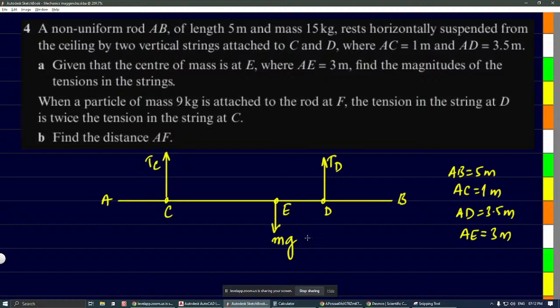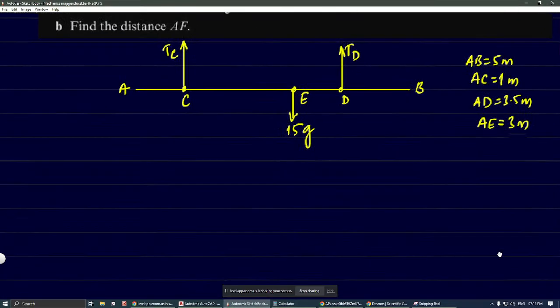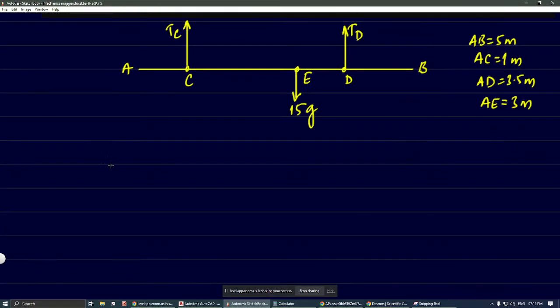The M value is given, right? You can see here it's given as 15. So 15g is the weight, acting at E. The AE distance is given, so all the distances are given from A. So we can find the tensions easily.